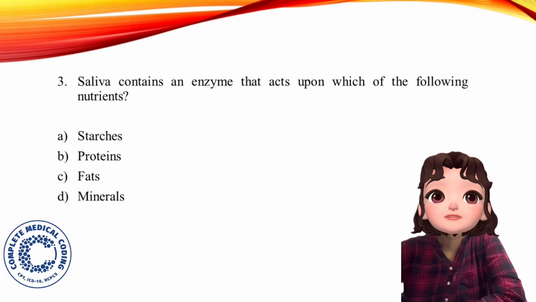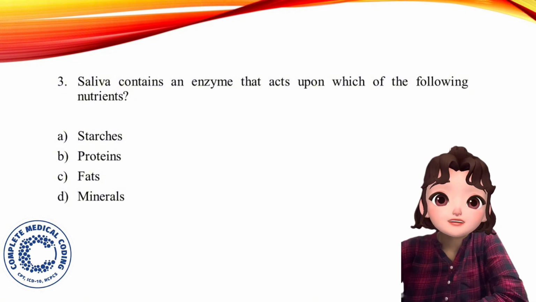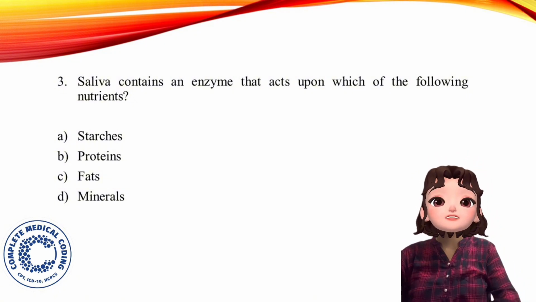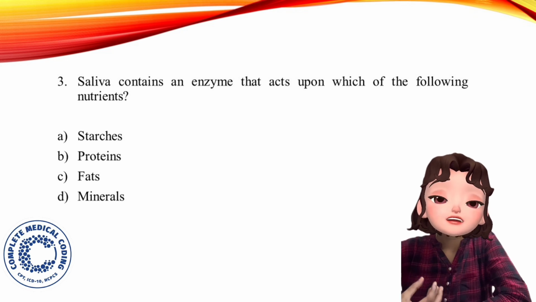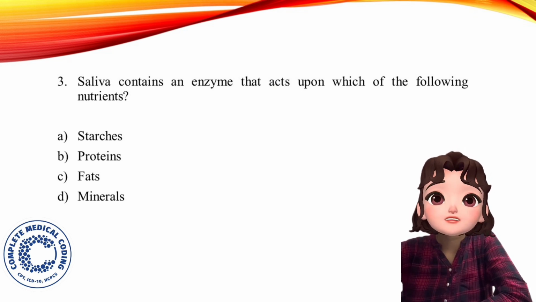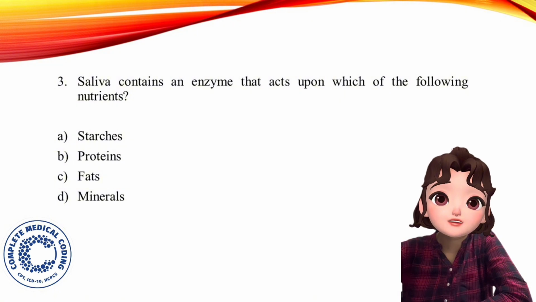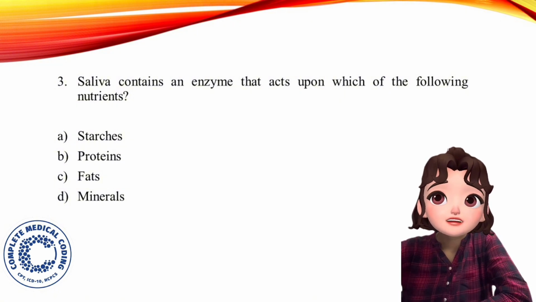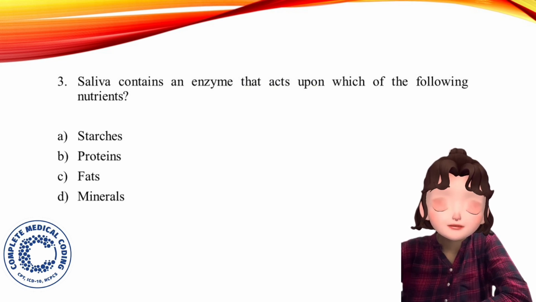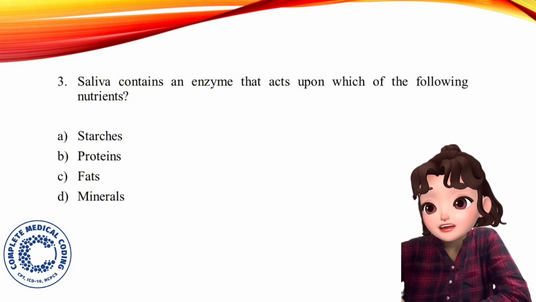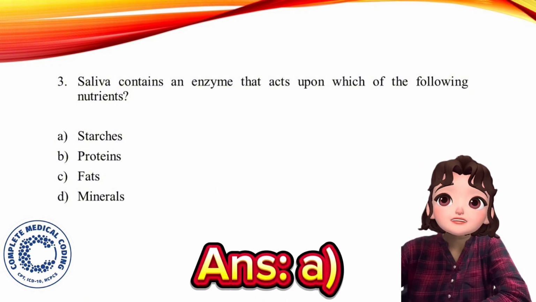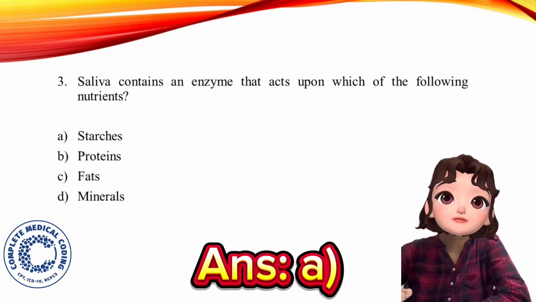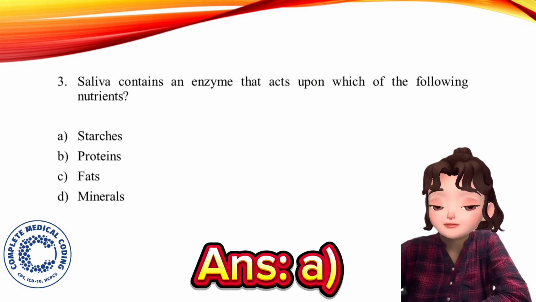Third question. Saliva contains an enzyme that acts upon which of the following nutrients? So basically it means saliva is having which type of nutrients? Starches, proteins, fats, or minerals. Which one is it? The answer is option A, starches. Saliva contains an enzyme that acts upon starches.